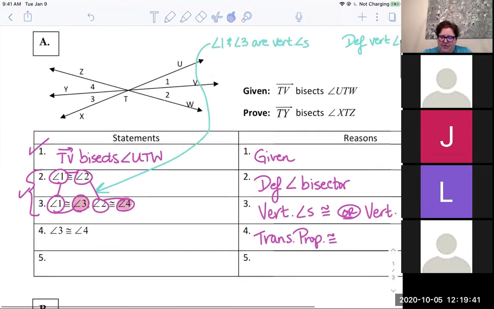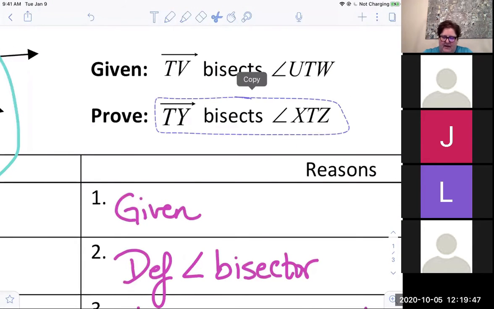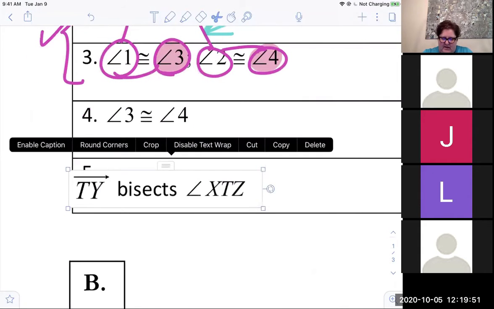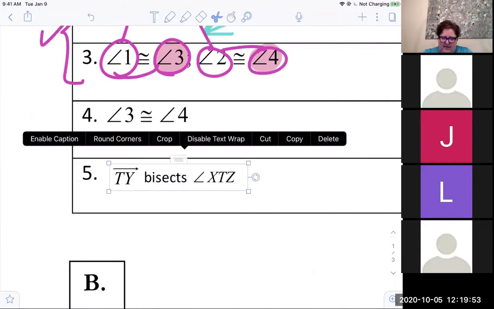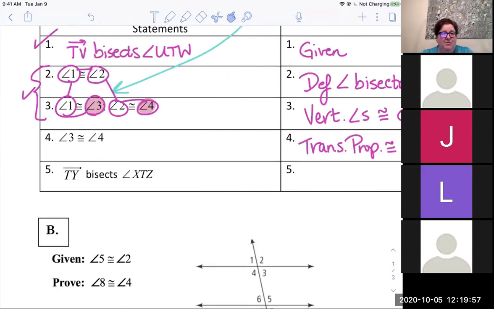Now we know what we were proving, right? We were proving that ray TY bisects that angle. I'm just going to copy that and paste it down there instead of rewriting it. We know that the last statement needs to be what we were proving. That's how we know that will be done. And it's coming from step 4. We're at the end and we haven't used step 4 yet, so that clearly needs to be used.